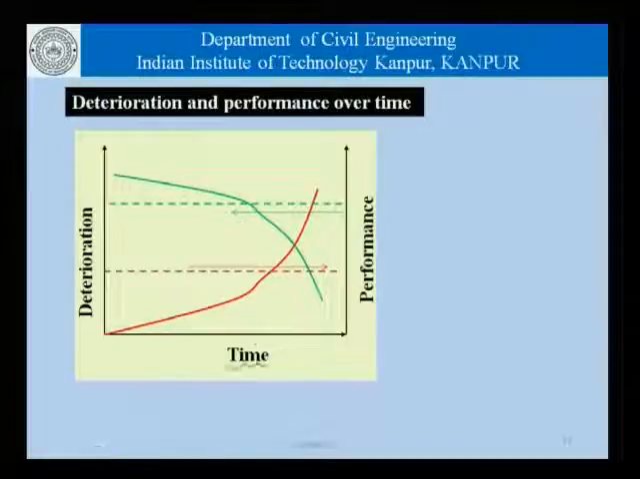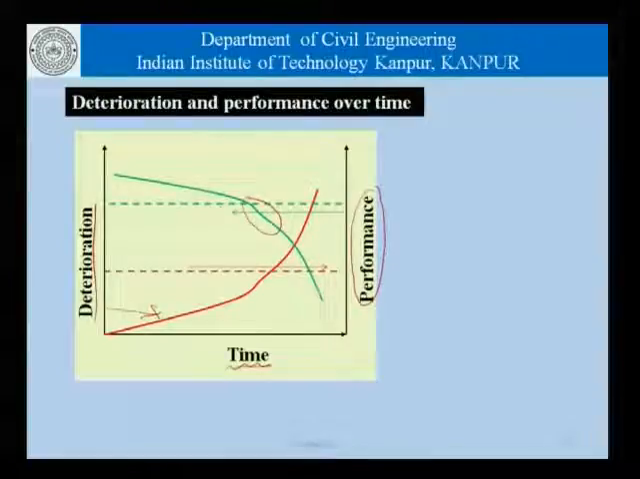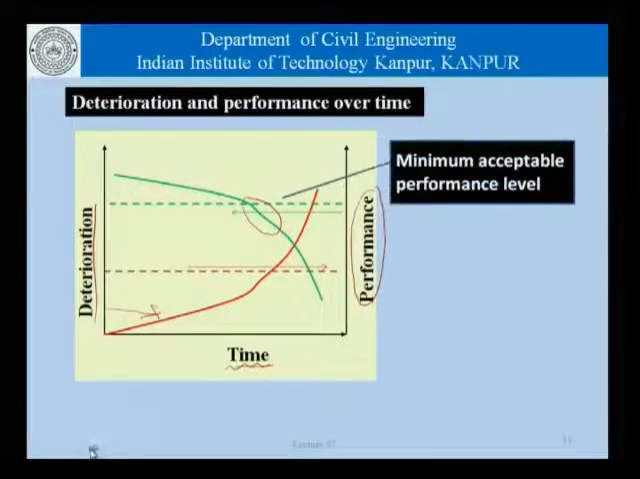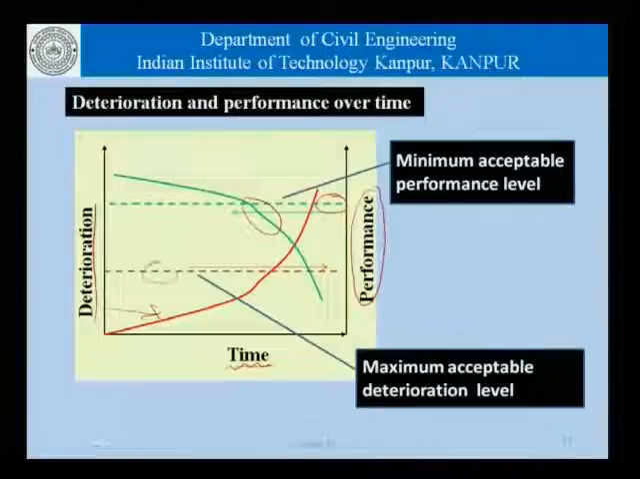This graph really shows the variation of deterioration with time, and this red line here shows the time dependence of deterioration. Similarly, the green line here shows performance versus time. So, we see that as the structure is in service for longer periods of time, the deterioration tends to increase, and at the same time the performance tends to reduce. The structure becomes less and less performing. Now, this dotted line here shows the minimum acceptable level of performance. Similarly, this dotted line here shows the maximum acceptable level of deterioration in a structure.